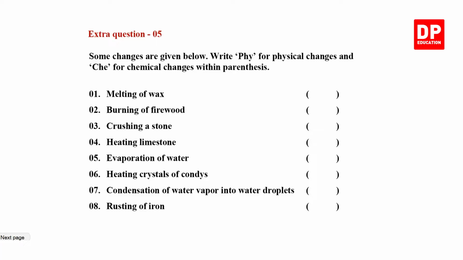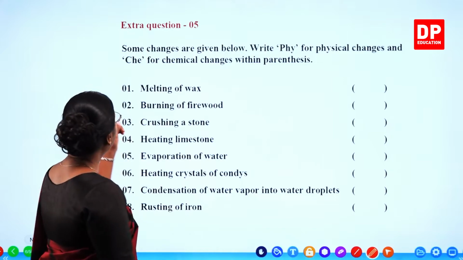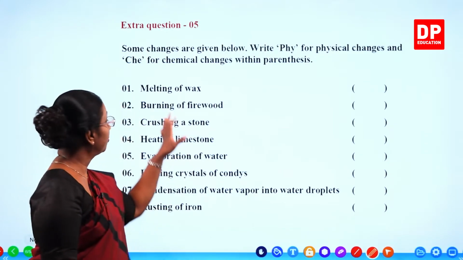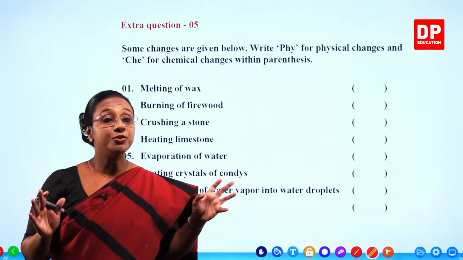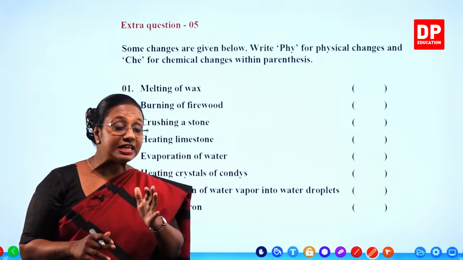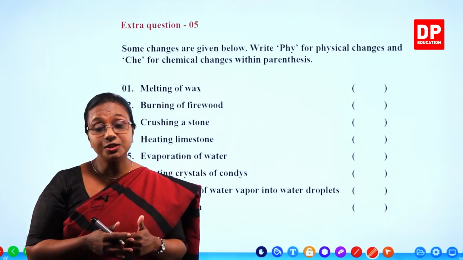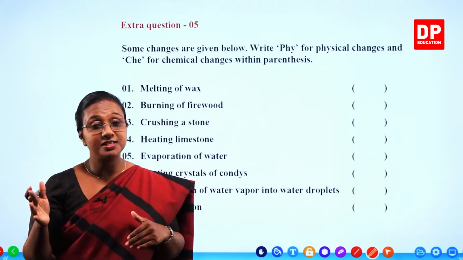Next slide. Extra question 5. Some changes are given below. Write PHY for physical changes and CHE for chemical changes within parentheses. So, you all know how to identify chemical and physical changes, students. In a physical change, there is only a state change because the arrangement of constituent particles changes when the substance goes from one physical state to the other.